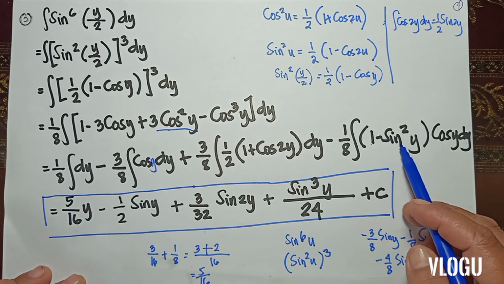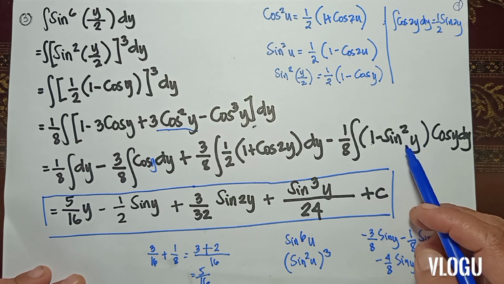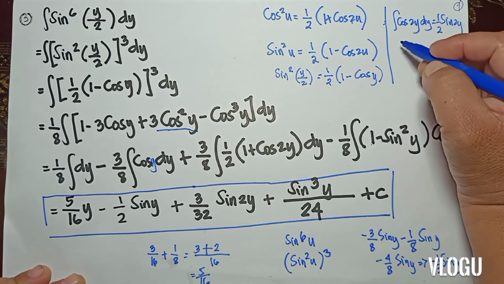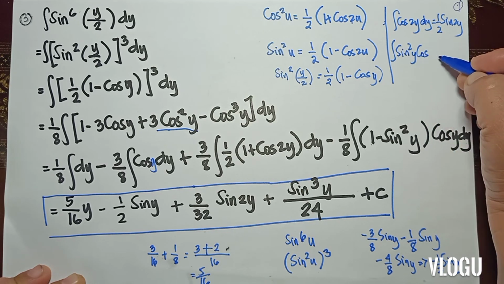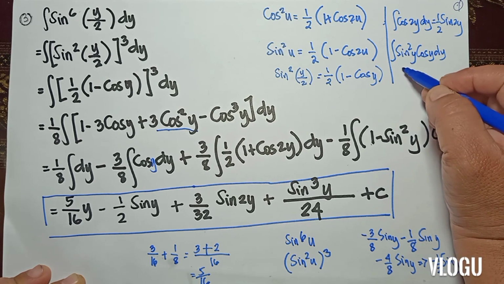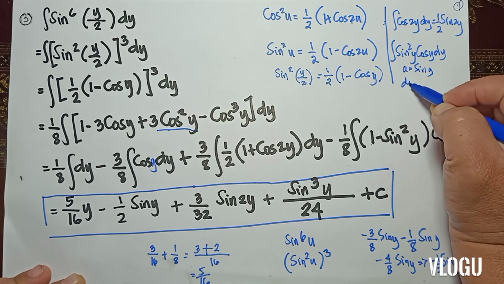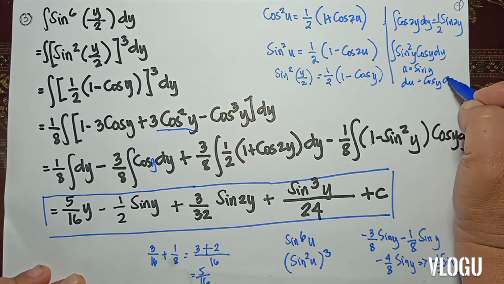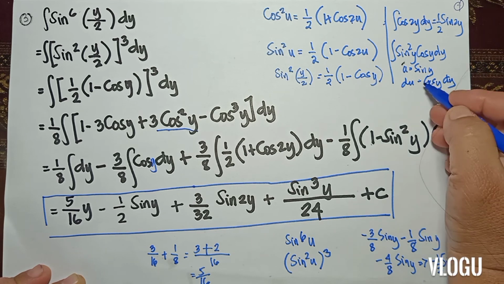Here, if we multiply sine squared y with cosine y dy, you have 2 trigonometric functions. So you will use u to the n. Here you will have sine squared y cosine y dy. u here is sine y, and du is equal to cosine y dy. So that is now a complete form.